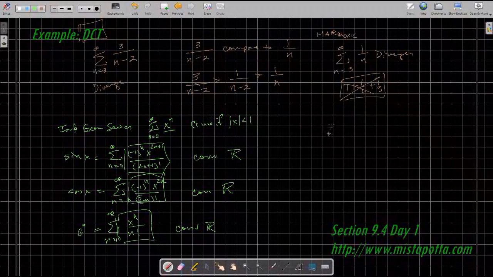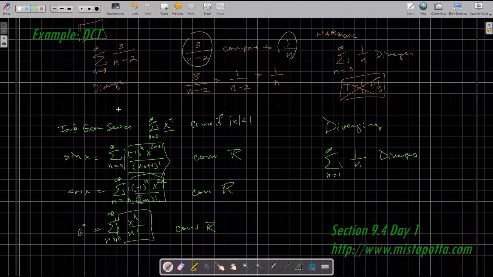And we also have one diverging series that we talked about. The sum from n equals 1 to infinity of 1 over n. And this diverges. So if I ever get a series where the terms are bigger than 1 over n, then that series must also diverge.